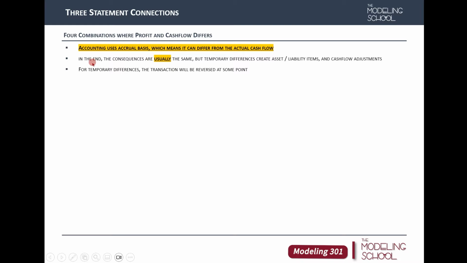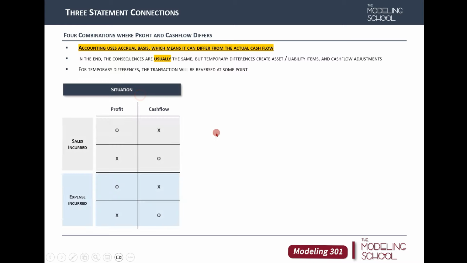So the main reason is because accounting, as you all know, uses the accrual basis, which means that it can differ from actual cash flow. In the end, the consequences are usually the same, but there can be temporary differences which create asset and liability items on the balance sheet. We also have to make cash flow adjustments to the cash flow statement. And usually for temporary differences, the transactions will be reversed over time or at some point of time.